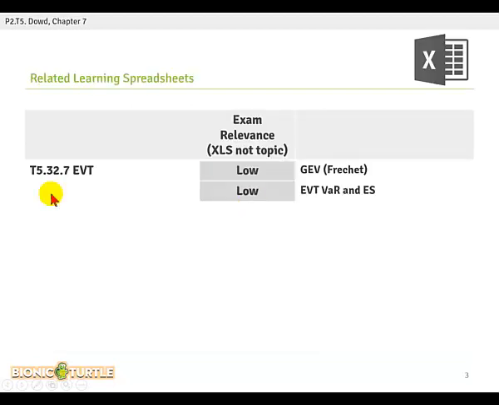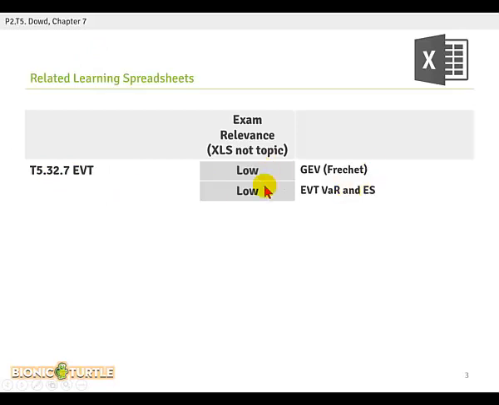And the associated workbook here is T5.32.7 EVT. EVT stands for Extreme Value Theory, or Extreme Value Theorems if you like. It's reading 32 in Part 2 FRM. 7, of course, because this is Chapter 7. Now that workbook contains several worksheets.